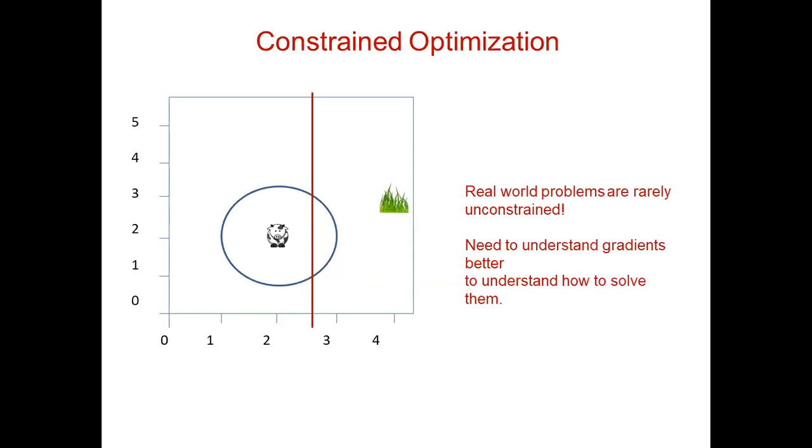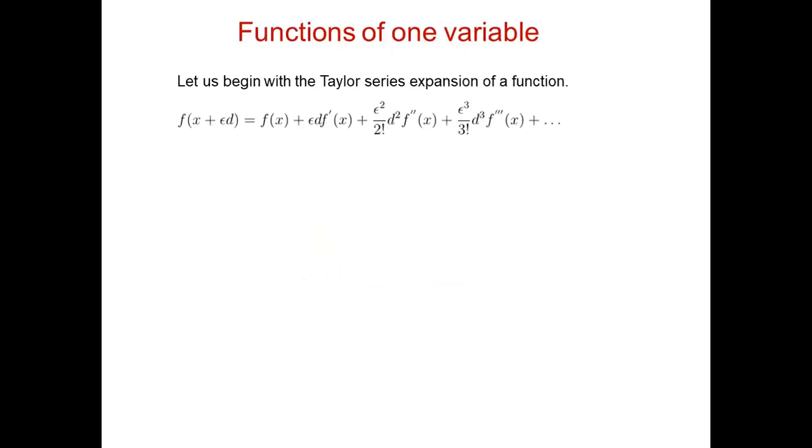Okay, how about the constraint case? Real world problems are rarely unconstrained, okay? Usually, problems are associated with certain constraints. So we need to understand gradients better to understand how to solve them. Let's have a look at a function of one variable. So we'll have the Taylor series expansion of a function, okay? If we take the function at a point plus certain epsilon distance towards direction d, then that's approximately equal to the Taylor series expansion that you see here.